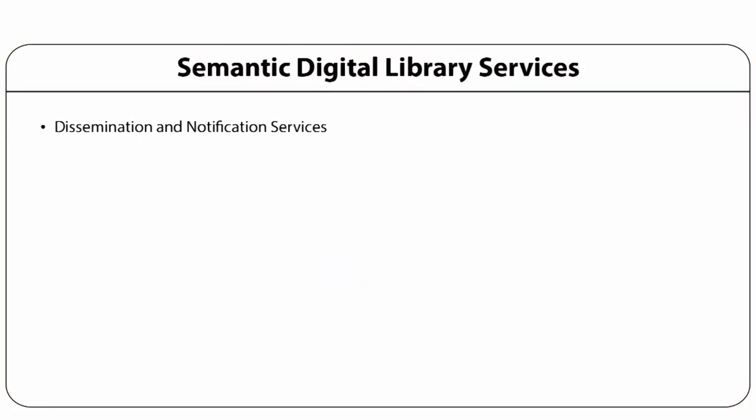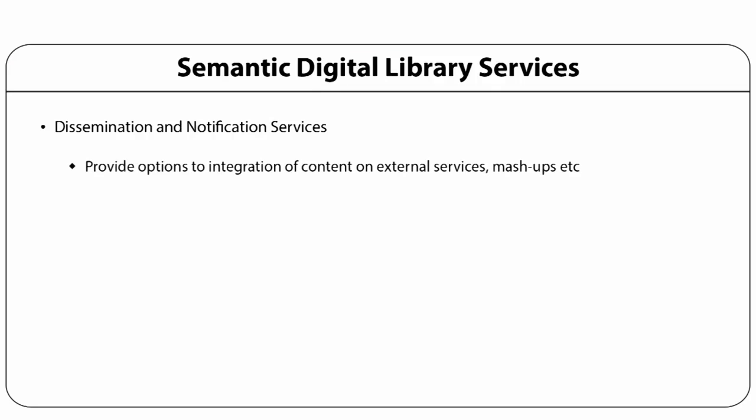Semantic digital library services should ensure that users providing annotations benefit from better recommendations and search results. Dissemination and notification services. Semantic digital libraries should enable the users to access the metadata in any format and through any services. The users should be able to access the content's metadata by constructing mashups of services and content.